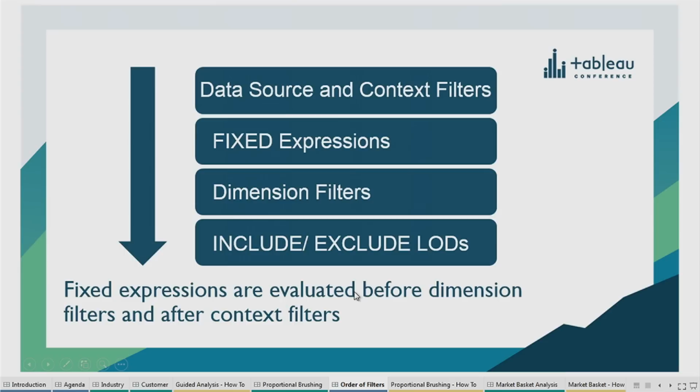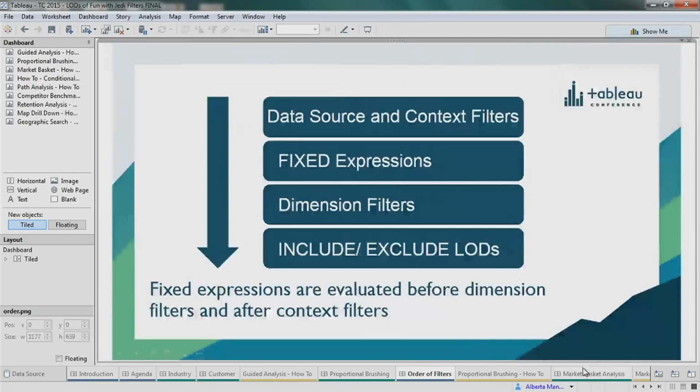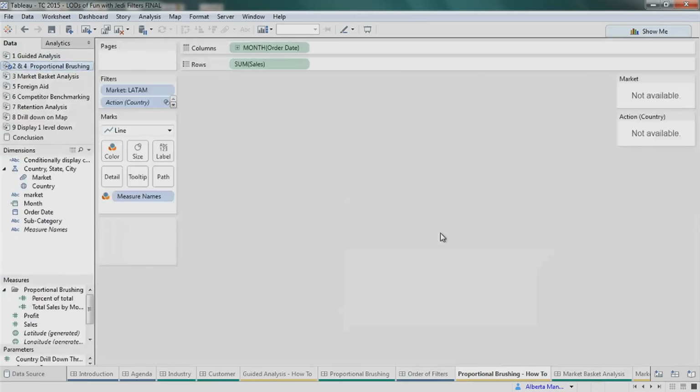So the key point here is that fixed expressions are evaluated between context filters and dimension filters. Context filters and data source filters are basically the same thing now. They happen first, fixed expressions then aggregate whatever data has been included in the context filter, and then dimension filters are applied after that. So fixed expressions don't respect dimension filters. It sounds like it's a bad thing, but it's a very good thing. It's what enables us to do this kind of proportional brushing scenario.